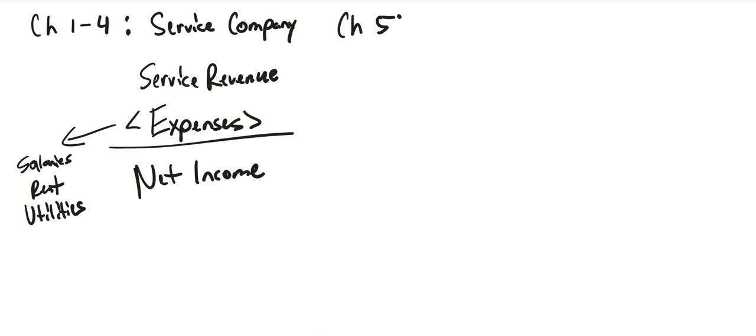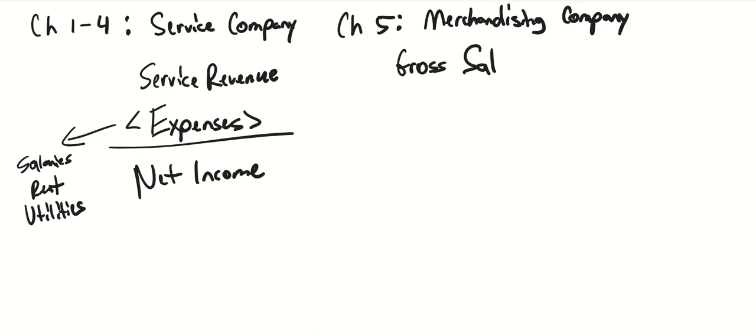Chapter 5 is a little different. So this is where we're going to be focused on a merchandising company. Whereas in a merchandising company, when it comes to the income statement, with the revenues and expenses that are displayed in that statement, it starts off with gross sales. Okay, we'll put on here gross sales. And this would be gross sales revenue. So it first starts off there.